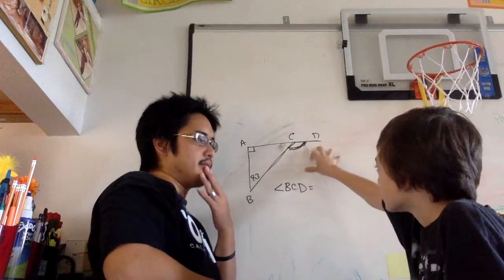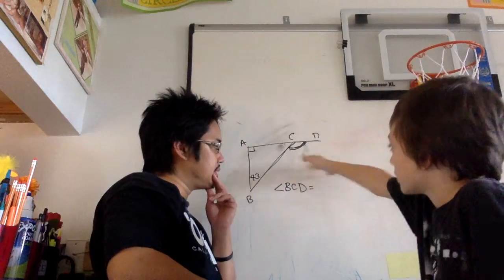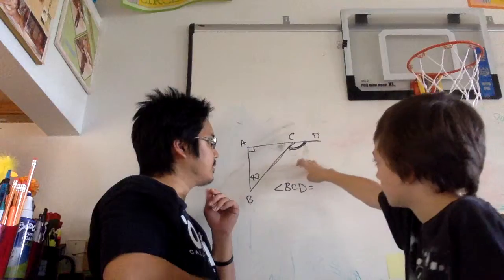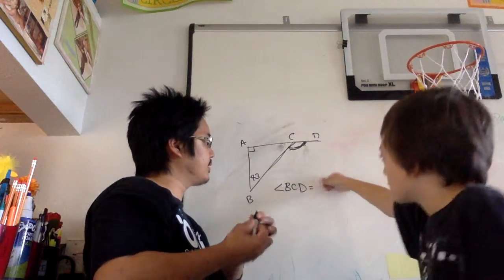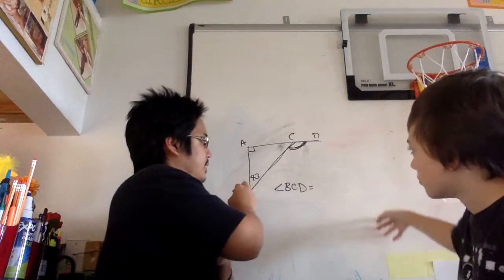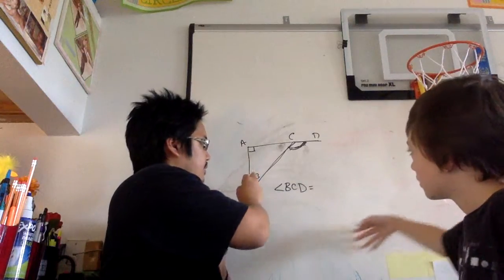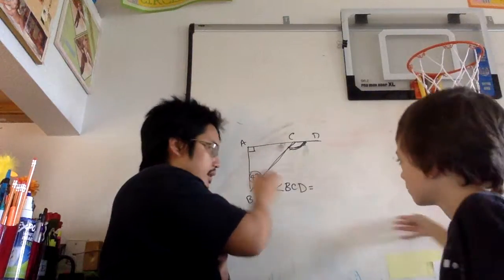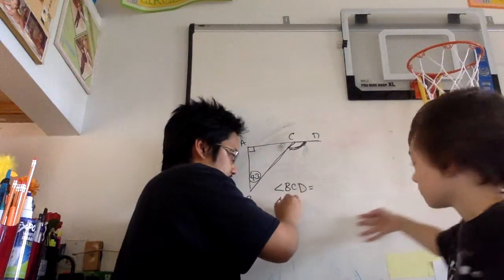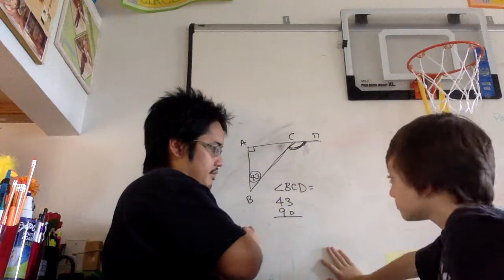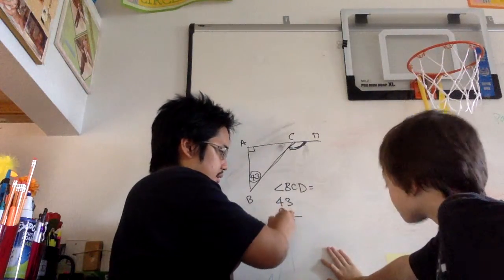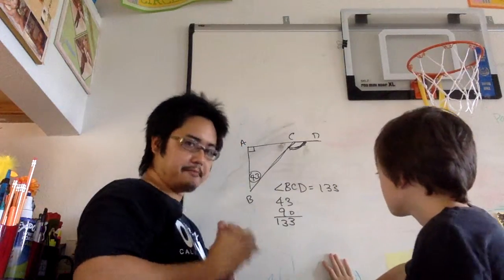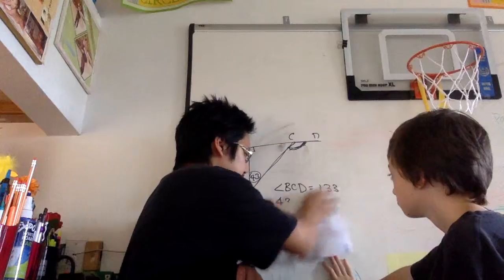So it's equal to this one here and this one here. That's equal to 43 plus what is this? 90. Which is what? 133. Good. Alright. Let's try this one.